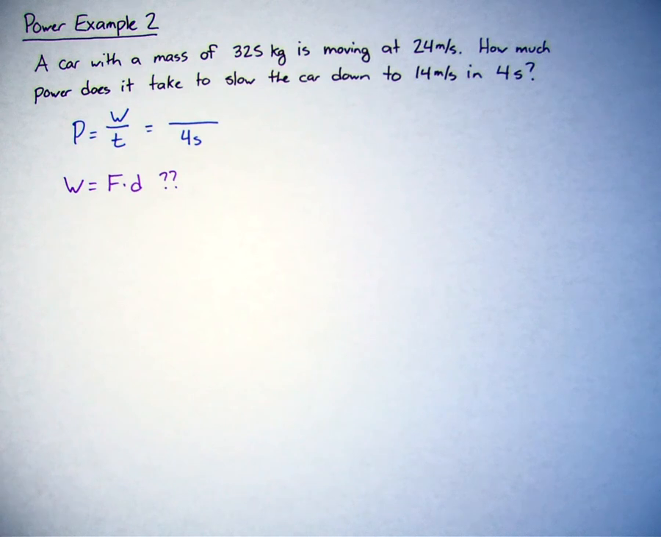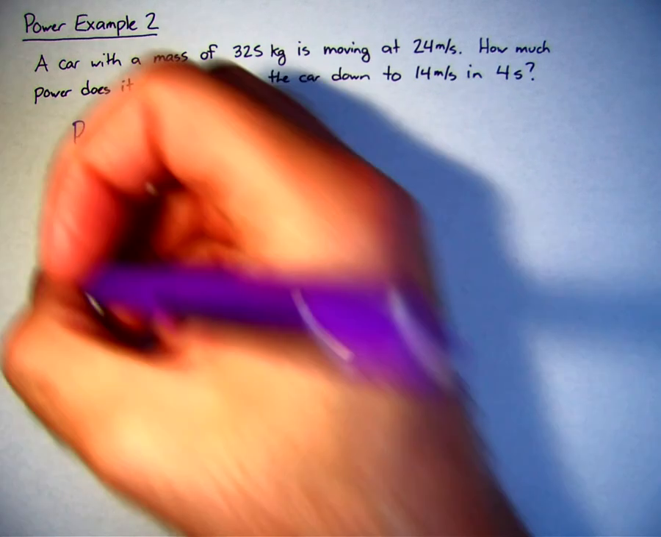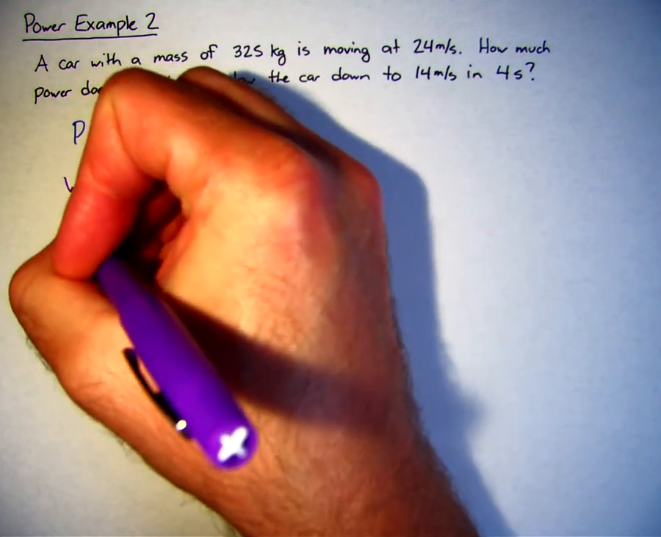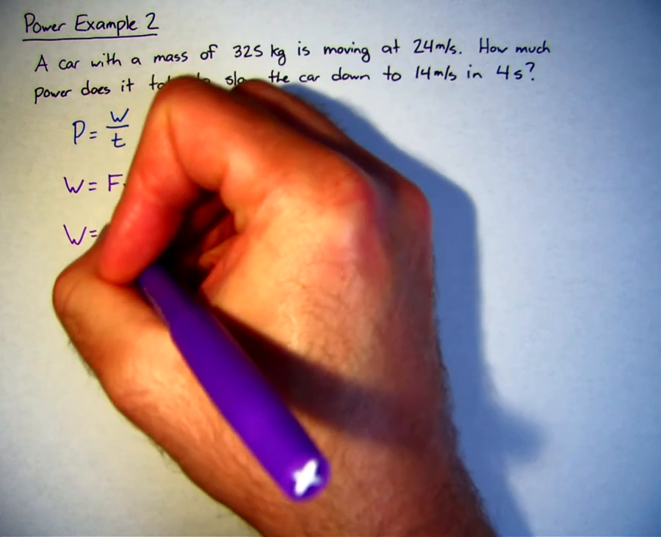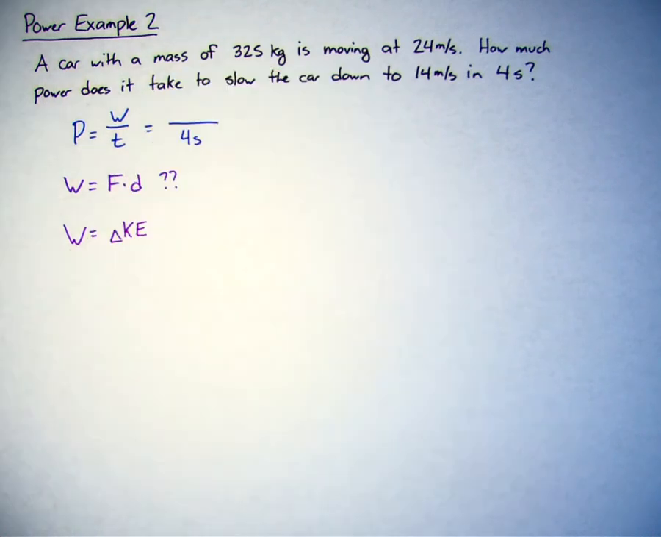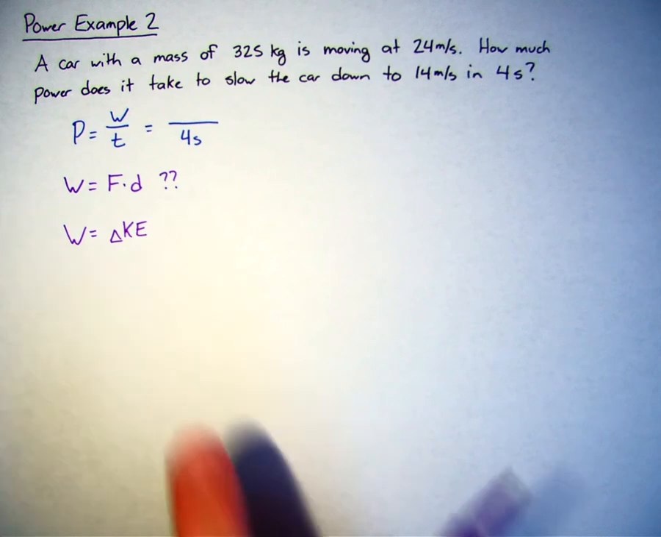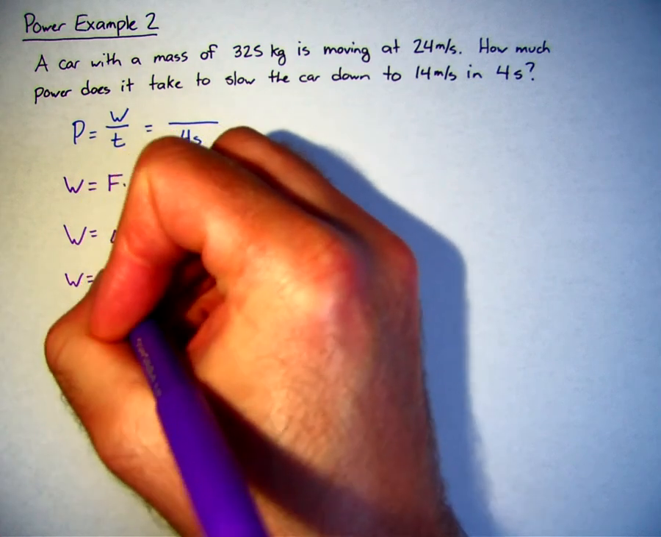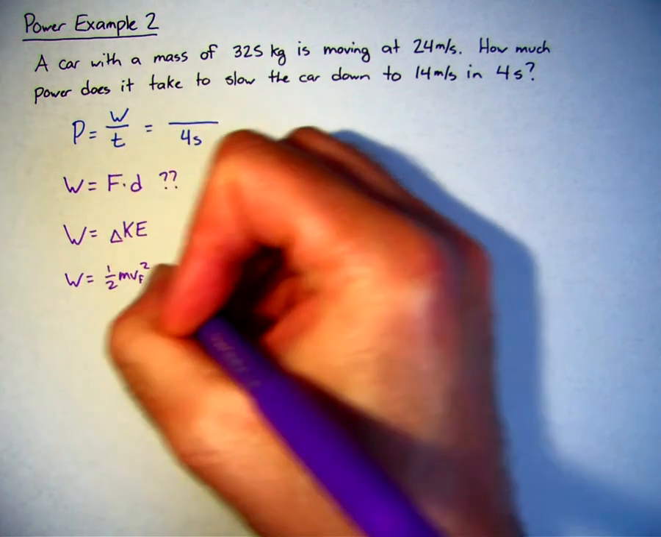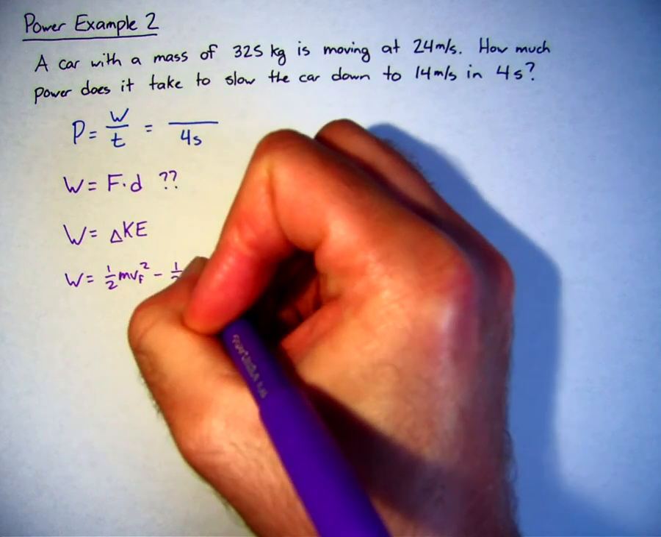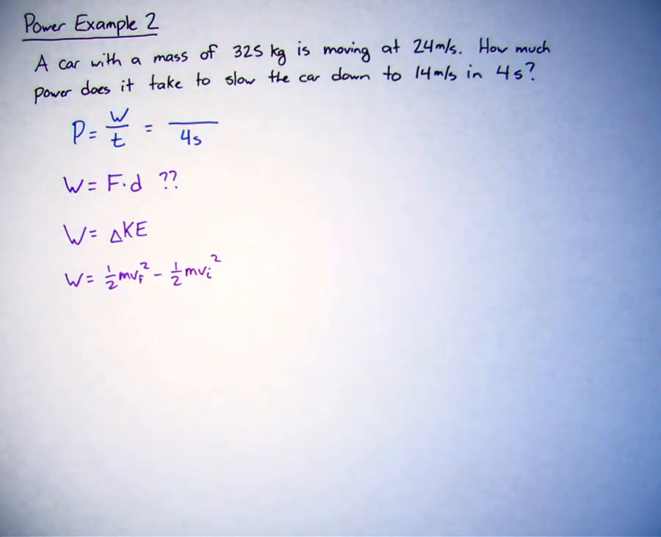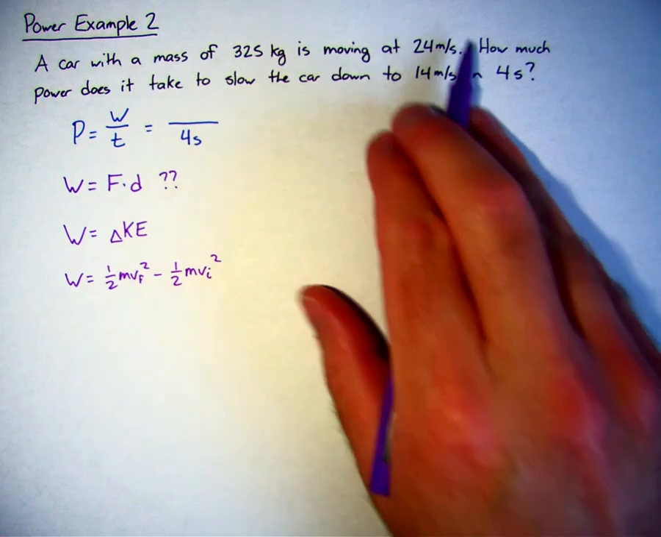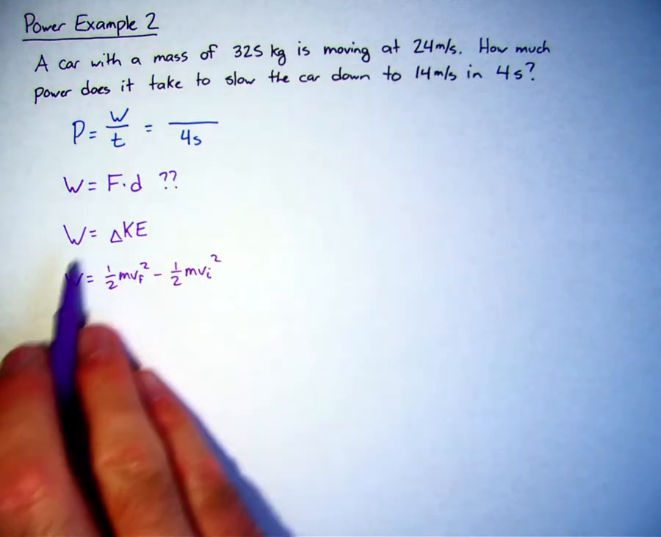Now, I also know the work-energy theorem, and this is important. The work-energy theorem states that the work is equal to a force times the displacement, but it's also equal to a change in kinetic energy. I can use that theorem to figure out the amount of work that's done, because I know that change in kinetic energy is the final kinetic energy minus the initial kinetic energy. And I know the velocity, I know the mass, so I can figure this out.